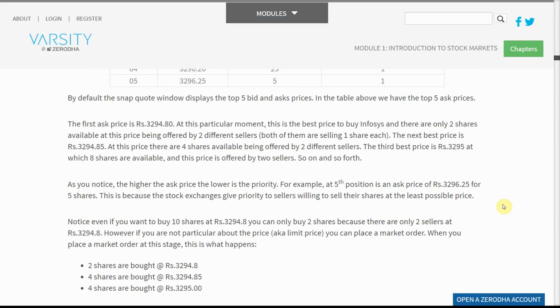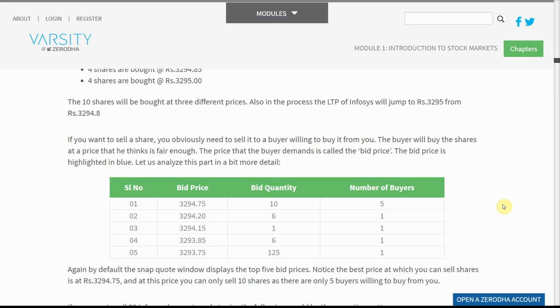If you want to sell a share, you obviously need to sell it to a buyer willing to buy it from you. The buyer will buy the shares at a price that he thinks is fair enough. The price that the buyer demands is called the bid price. The bid price is highlighted in blue. Let us analyze this part in a bit more detail.